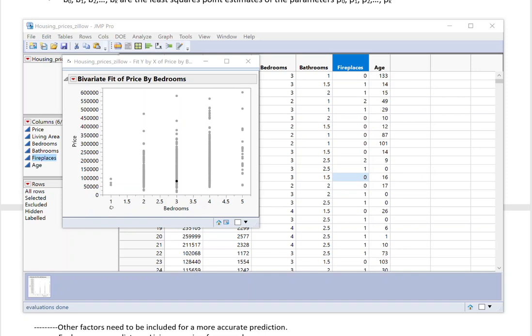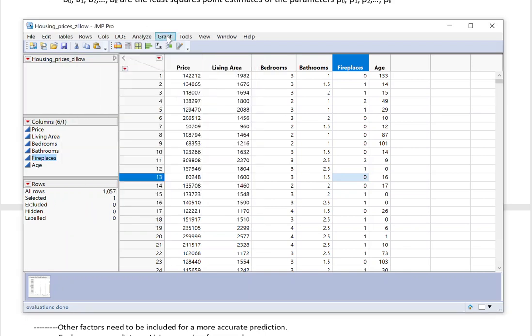The number of bedrooms, you cannot have 1.2 bedrooms. You cannot have 2.6 bedrooms. So the number of bedrooms will be just integers. So it's a little bit difficult to look at whether there is a linear trend or not. So for this case, we will generate the box plot, since they are integers.